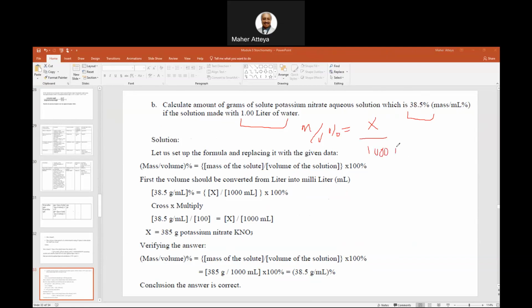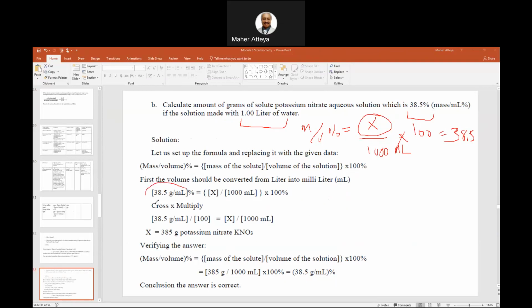It has to be in milliliters. You have to watch for the units. This is milliliters. So this will equal, multiplied by 100, 100%, equal to 38.5. So they give you the answer. What's the percentage of the composition of this mixture between solute and solvent? 38.5. So you just work to get your X here. That's what you need. Solve it for X. And that's what we did.